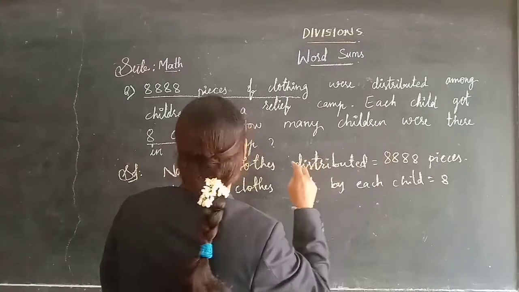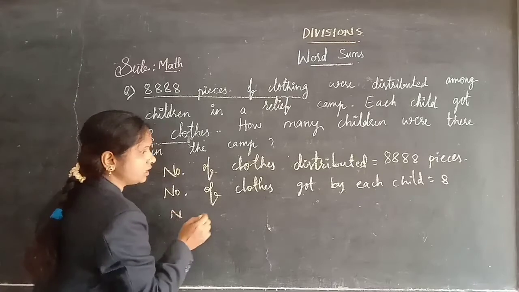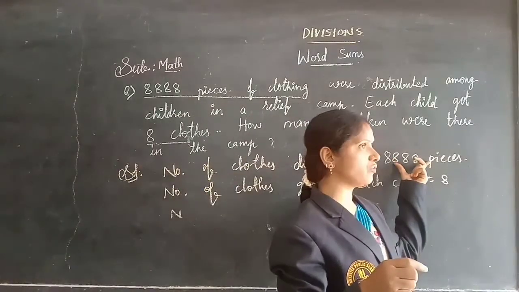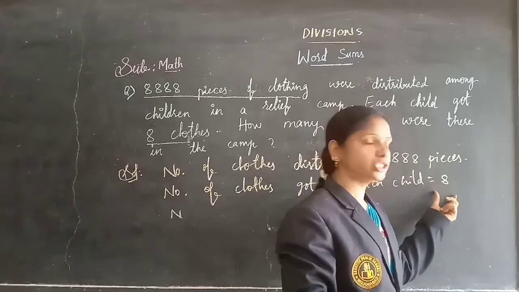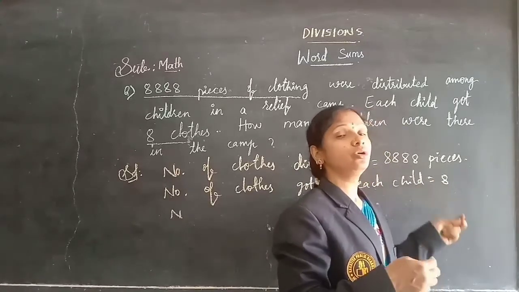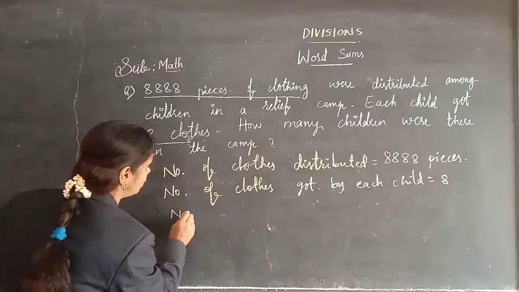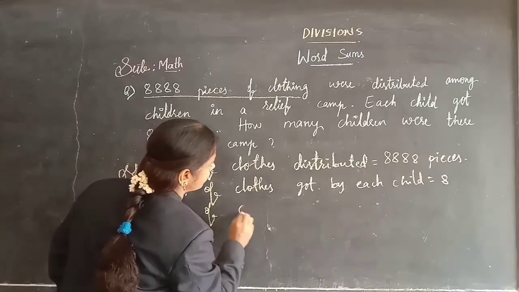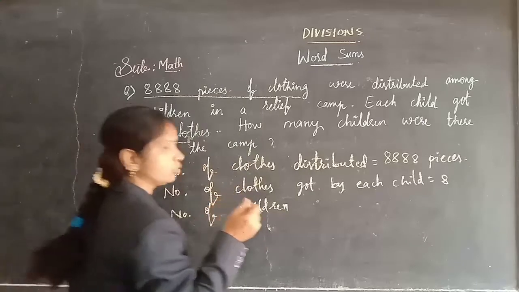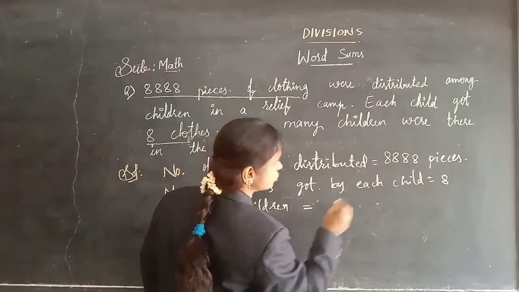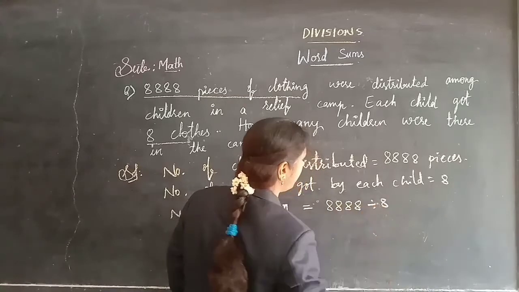So what we need to find here? How many children are there? Now to find here means these many pieces of clothes are distributed to some children and each child got 8 pieces. So to how many children did they distribute here? Okay, so we need to find the number of children who got that total here. Means it equals 8,888 divided by 8 children.